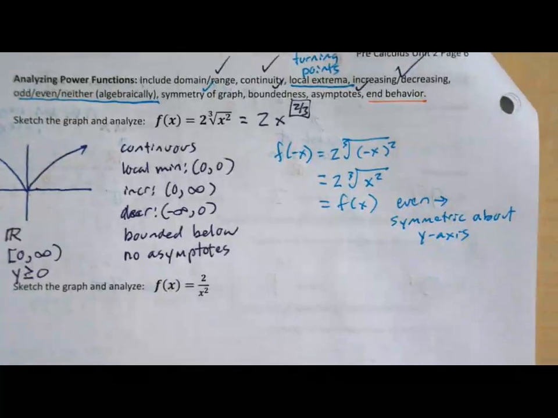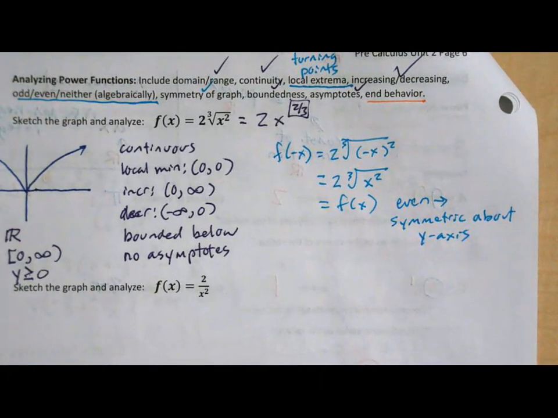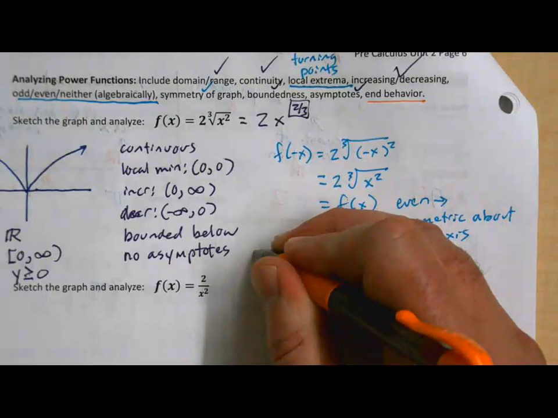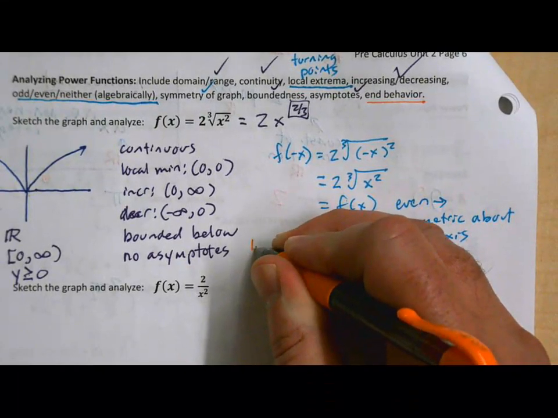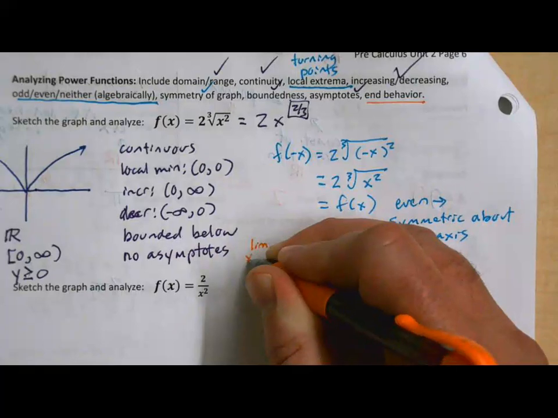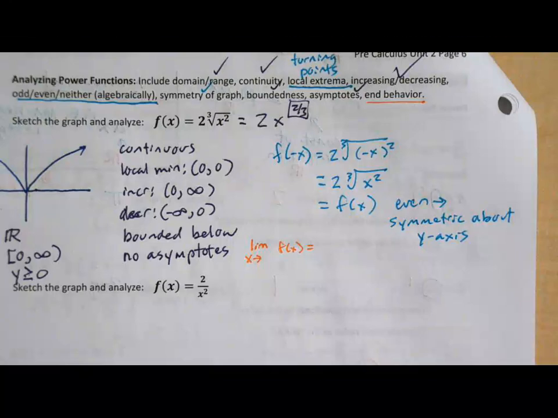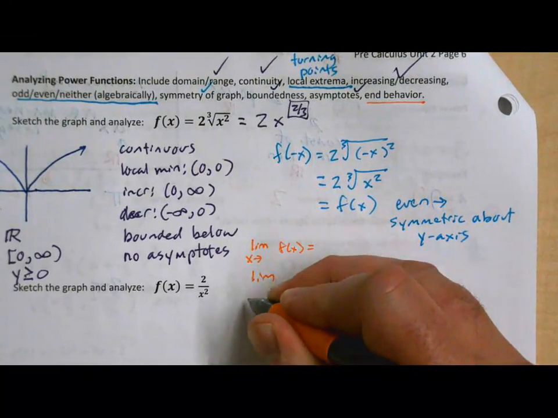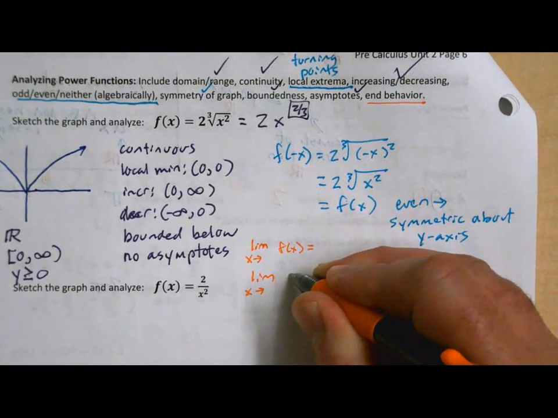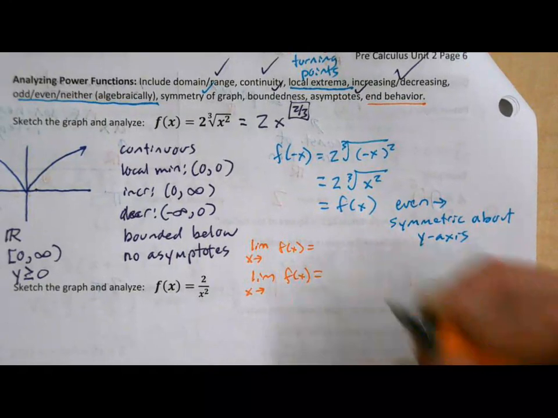Let me remind you what that looked like. That was not on our last test, but it will be in our next one. We're going to use limit notation like we did in class. The limit as x approaches something of f of x equals, and the limit as x approaches something else of f of x equals.